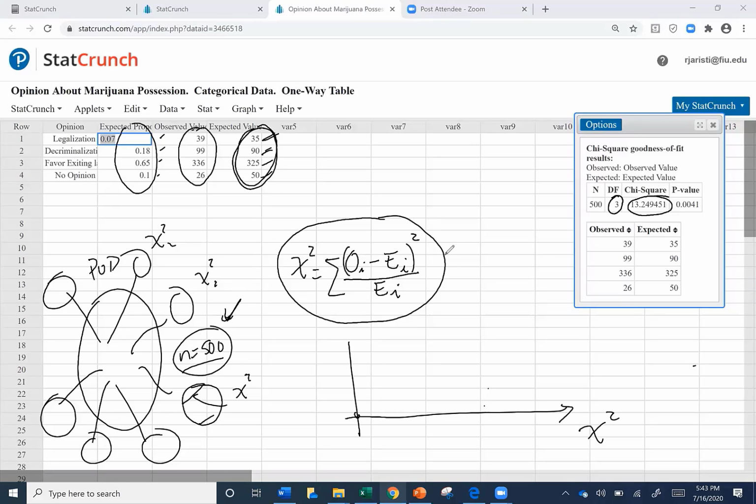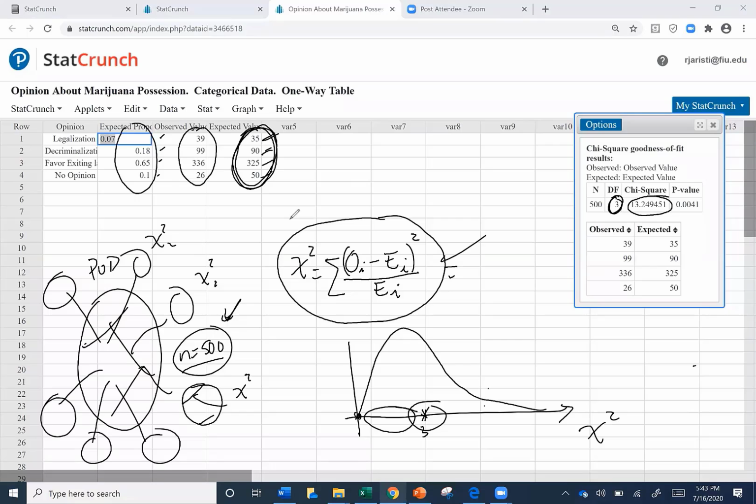This value will always be greater than 0, and will look something like this. The mean will be approximately the degrees of freedom, in this case 3. Then I am expecting values close to 3 or smaller than 3 when I assume that this is really the true proportion in my population. If this is the true proportion in the population, when I take all possible samples, I am expecting that distribution. Then let's compute my test statistic for this specific sample.